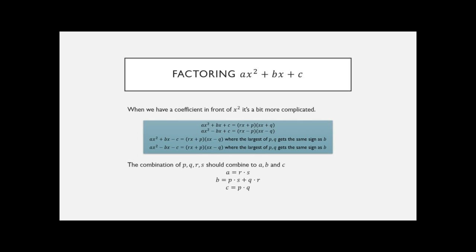So you've got a lot more things that you have to consider, and there are a lot more choices to put in. Basically, you've got 4 numbers you're looking for now. You've got your P and Q, but now you also have R and S, and they have to combine in such a way that R times S is A, P times Q is C, and then the combination P times S plus Q times R gives you B.